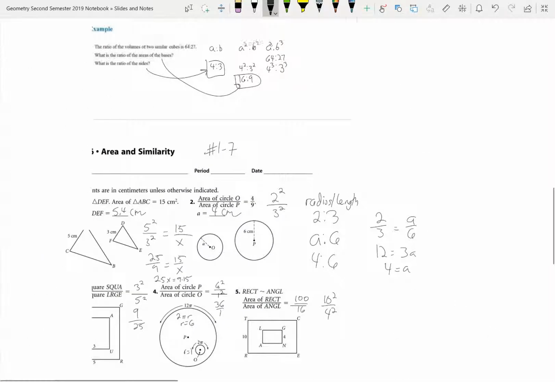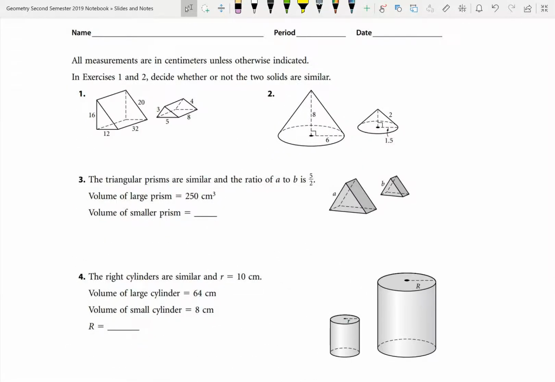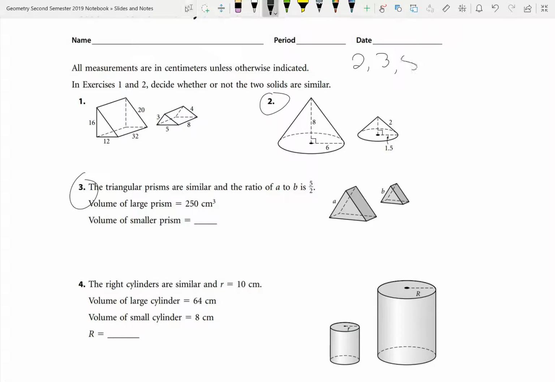Okay, let's go ahead and do some volume. I believe I had you do 2, 3, and 5 for this one. All right, so with 2, we need to decide, are these similar? And if they are, then 8 over 2 would equal 6 over 1.5. Does 4 equal 4? It does. So yes, the answer would be yes.